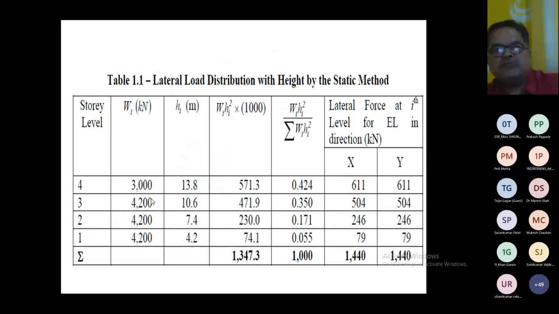And now we are distributing it, W i and h i, so W h i square upon sigma W h i square. We know the weight of each floor and we know the height. So it is a very simple calculation, and we can calculate the total load which is acting. Base shear is 1440.